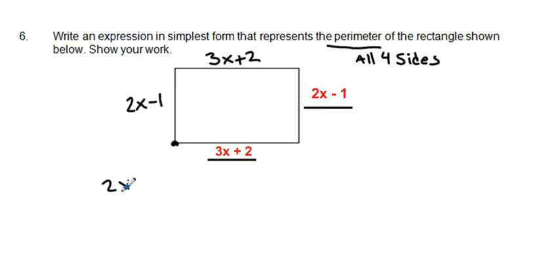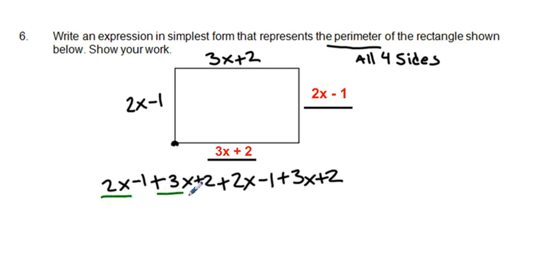So I have the 2x plus minus 1 plus, now I need to get this side, 3x plus 2. Now this side again, plus 2x minus 1. And now the bottom side, plus 3x plus 2. The first thing I'm going to do is I'm going to look at my x's. Plus 2x. Okay. So all of these x's are positive.